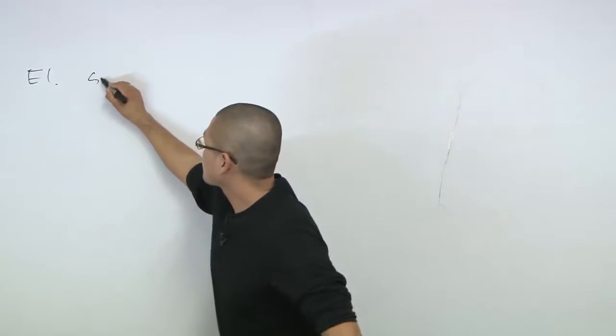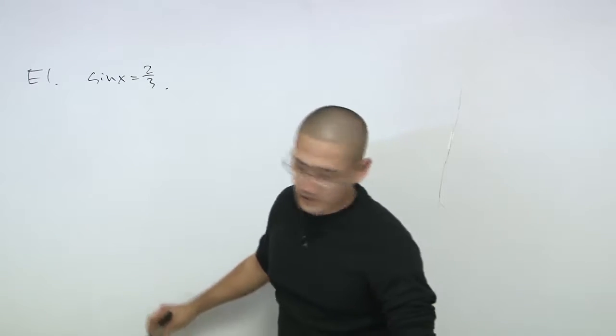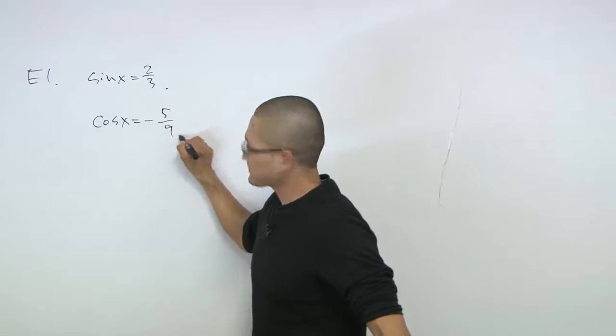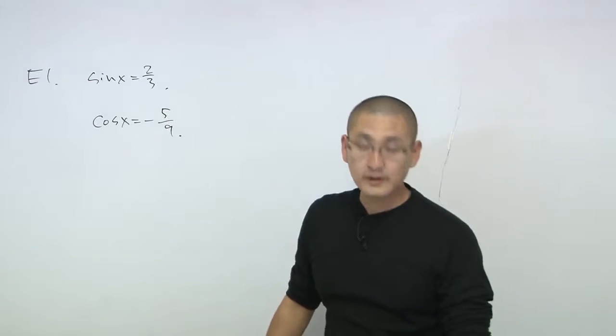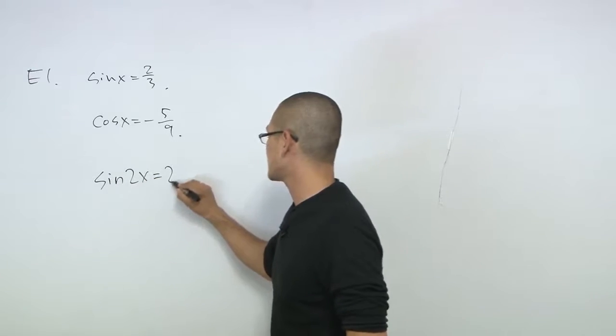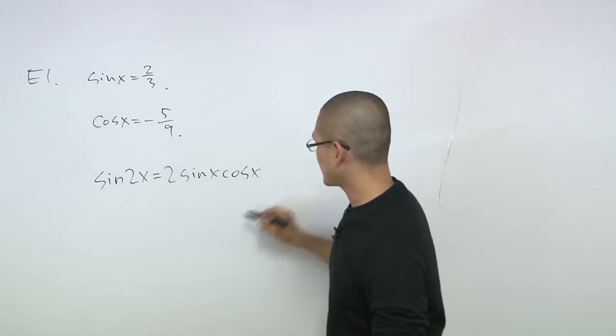We have sine of x given as 2 over 3, and cosine x given as minus 5 over 9. Then find the value of sine 2x. That's way too easy for us, so we will not even explain too much of this. Write these things down and then just plug it in.